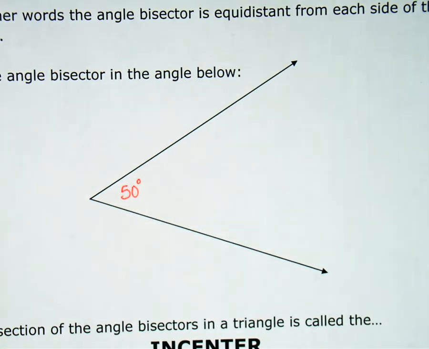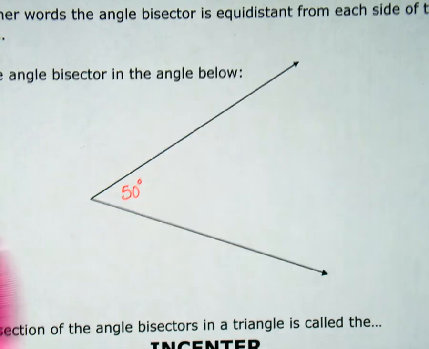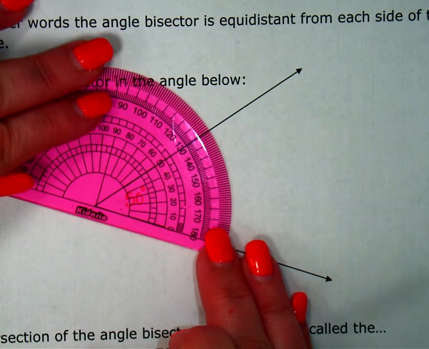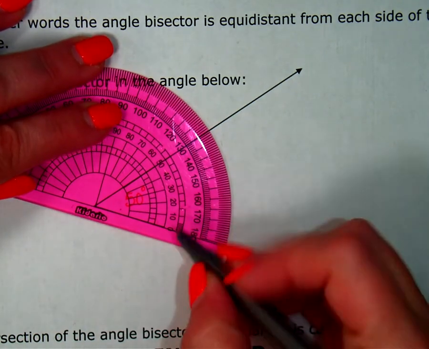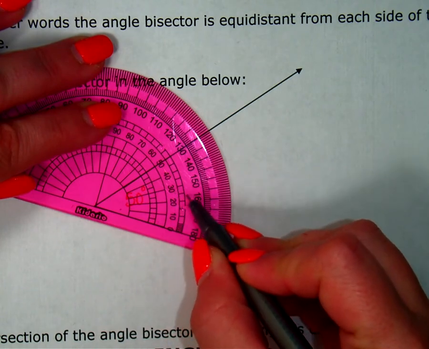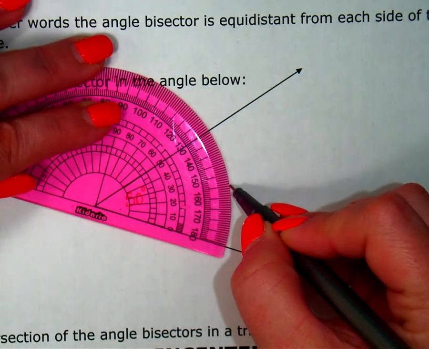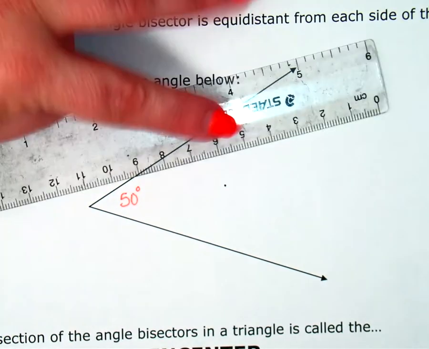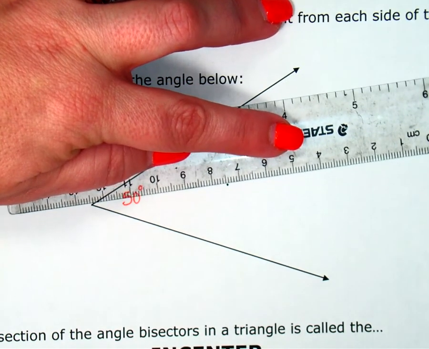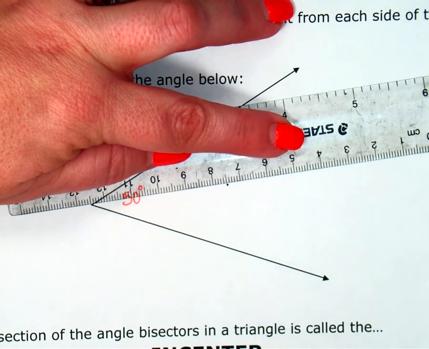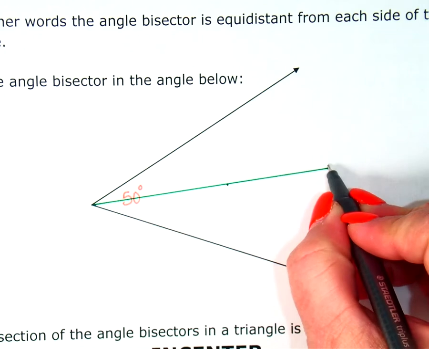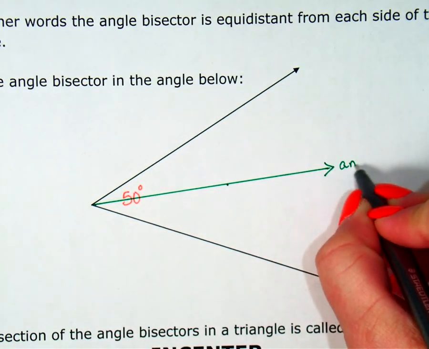All right, so now if I want to bisect this 50-degree angle, I'm just going to divide 50 in half, and so that's going to be 25 degrees. So I'm going to line my protractor right back up, and I'm going to measure 25 degrees. So 0, 10, 20, 30. It's going to be this line right here in the middle, 25 degrees. Once I make my dot at 25 degrees, I can use a ruler or a straight edge and sketch my line. So now I know this is an angle bisector.